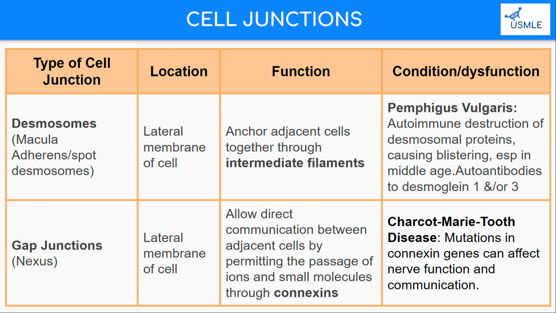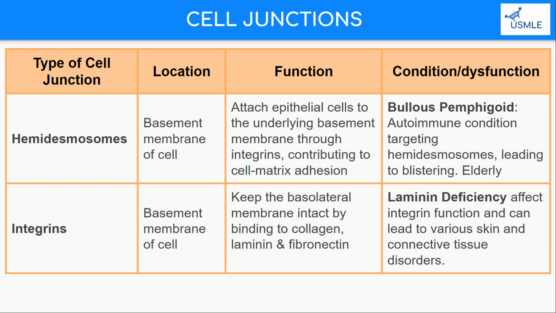Then we have gap junctions, also called nexus, which are also present in the lateral membrane of the cell. These allow direct communication between adjacent cells by permitting the passage of ions and small molecules through connexins. Mutations in the connexin genes can affect nerve function and communication, resulting in a condition called Charcot-Marie-Tooth disease, which is very common in diabetics.